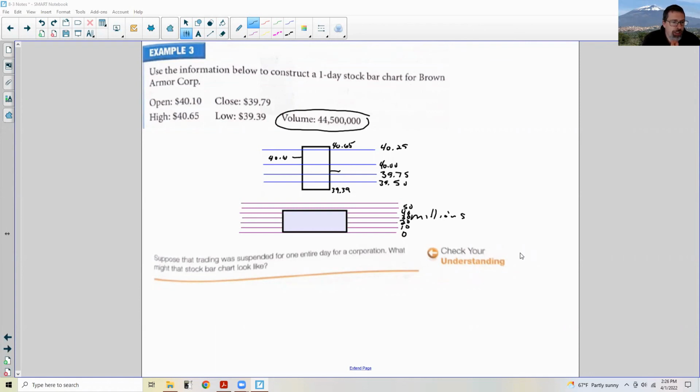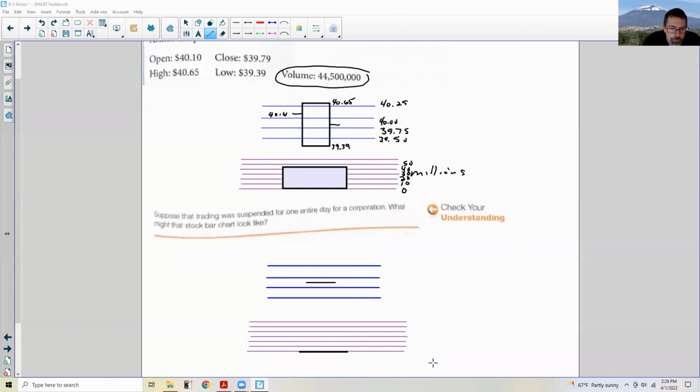Okay, so anyway, they suspend trading for one entire day for a corporation. What might the stock bar chart look like if they suspended trading? Let's take a look. Okay, so this is about what it would look like. So let's just say it happened the day after this close right here, and it was right there after hours trading, didn't make it move much, and it's right there.